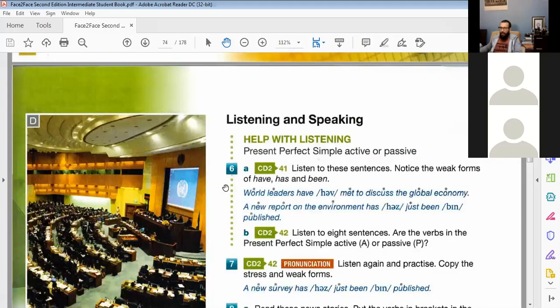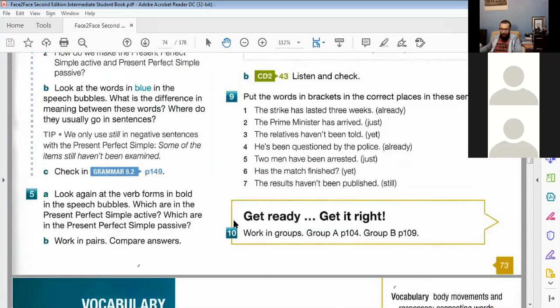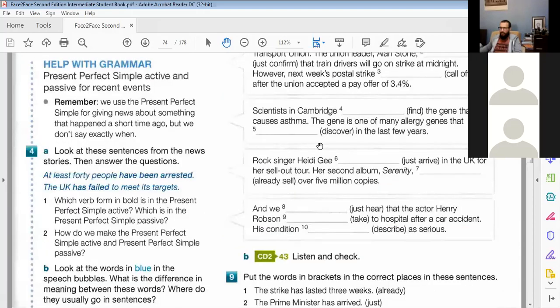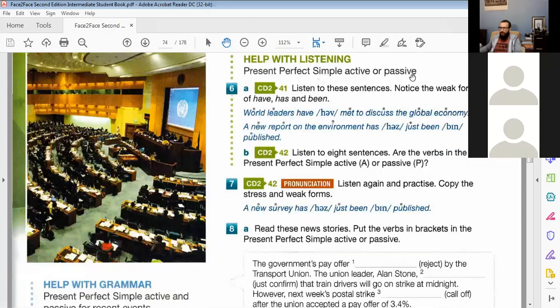All right, now let's move to listening because we answered number 5 correctly. So which one are active, passive? We found them. Now in listening here it says present perfect simple or active or passive.